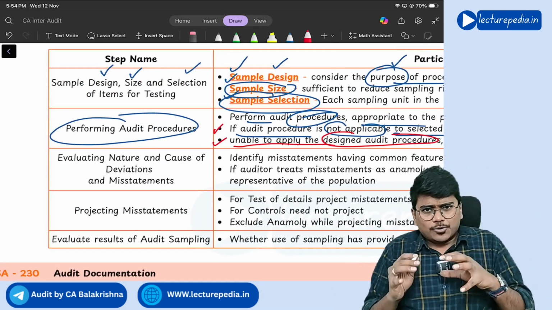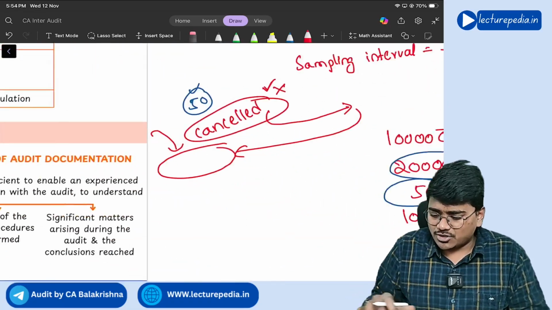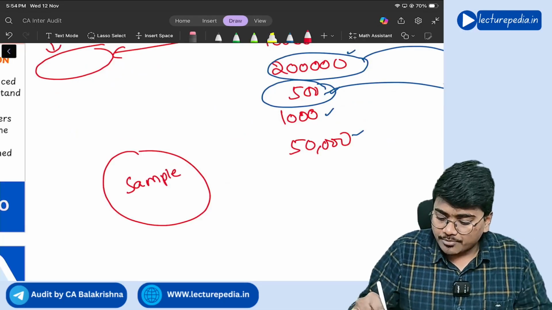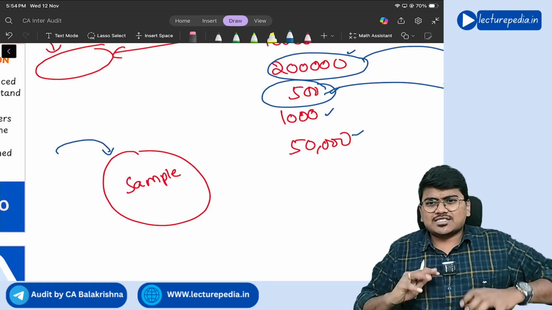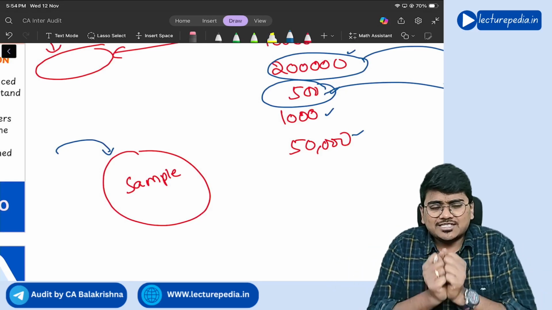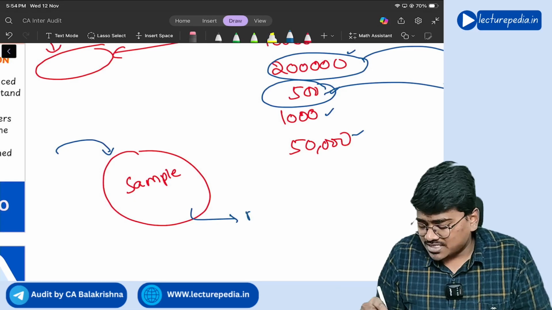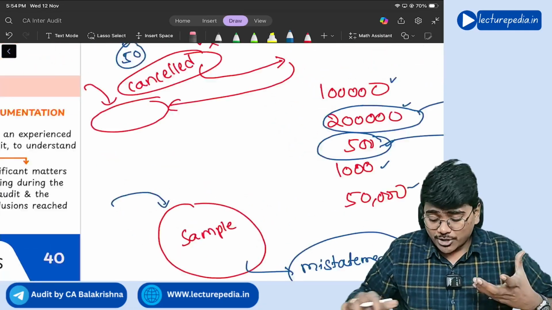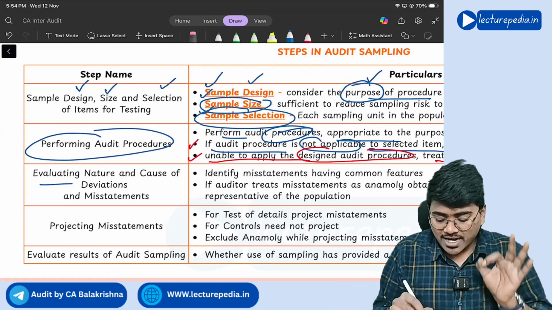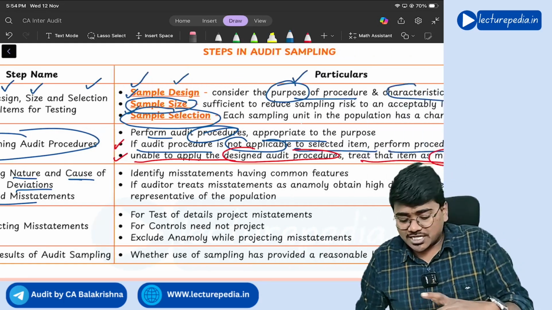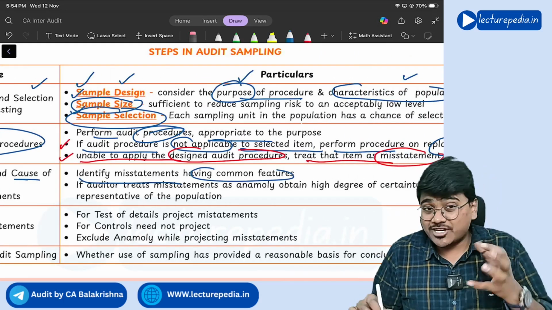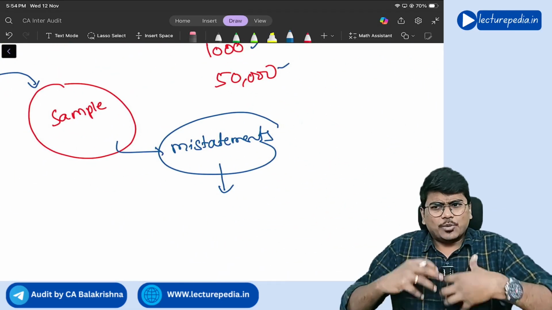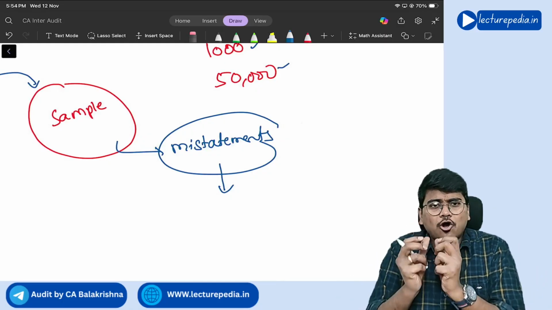Next. Now, after you perform audit procedures on the sample, so this is the sample. On this sample, you have performed audit procedures. Once you have performed the audit procedures, you will identify what misstatements there are, correct or not? You have identified the misstatements. Now you need to evaluate those misstatements. Evaluate the nature and cause of the deviations and misstatements that you have identified. Identify misstatements having common features. That means from these misstatements you need to identify whether any of them have common features.